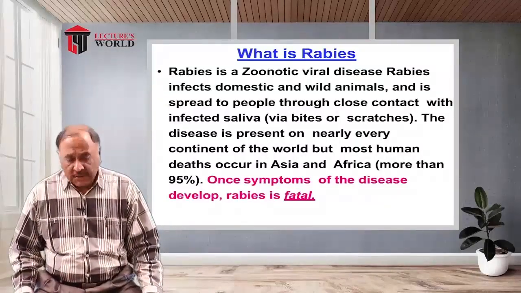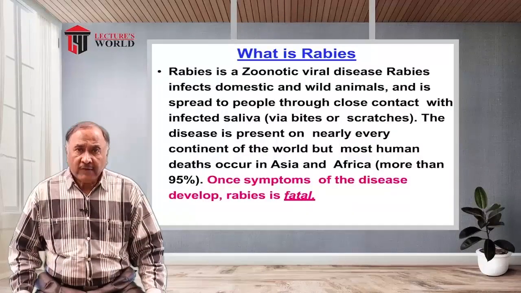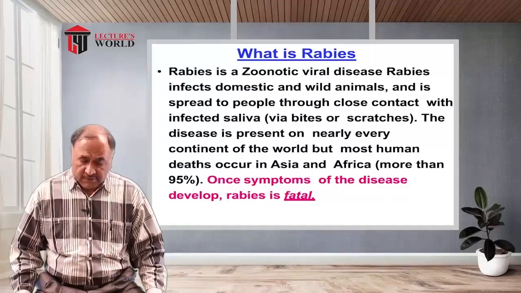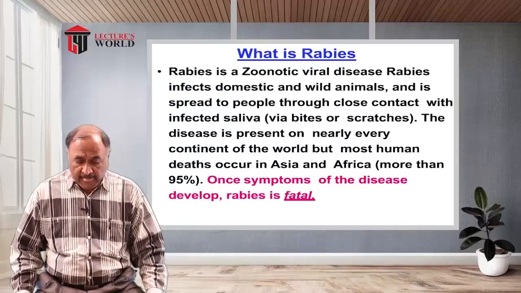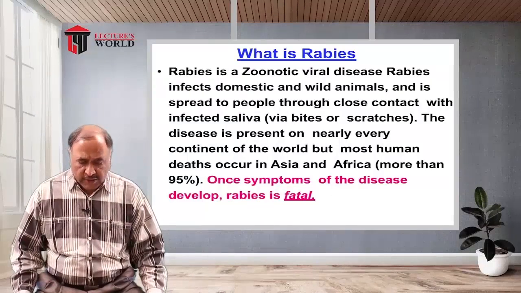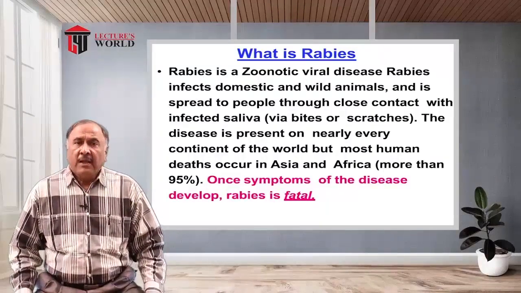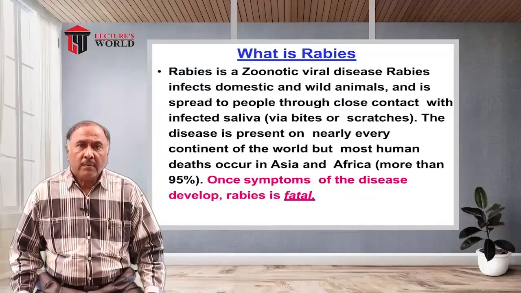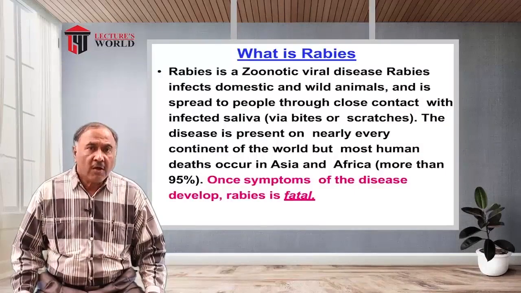Now, this is a zoonotic disease which is caused by a virus, a rhabdovirus. Rabies basically infects domestic as well as wild animals and is spread to people through very close contact with the infected saliva of the diseased animal. It can also be transmitted when scratches or bites are infected with the saliva of an infected animal.